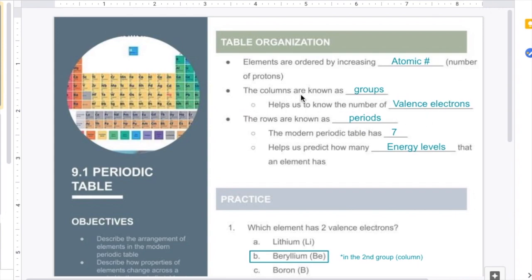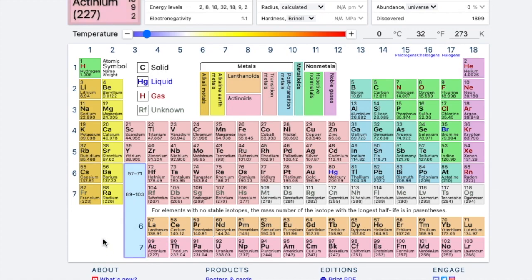Okay, the columns are known as groups. So if I say group 1, group 2, that's the column that I'm referring to. And if you remember from our previous chapter, some of the columns actually help us know the number of valence electrons. So when we look at the periodic table, in column 1, which is group 1, they all have 1 valence electron, 2 has 2. We skip this middle section, and then 13 has 3, 14 has 4, 15 has 5, 16 has 6, 17 has 7, and then 18 has 8, except for helium that only has 2. So those group numbers actually help us predict how many valence electrons an element would have.